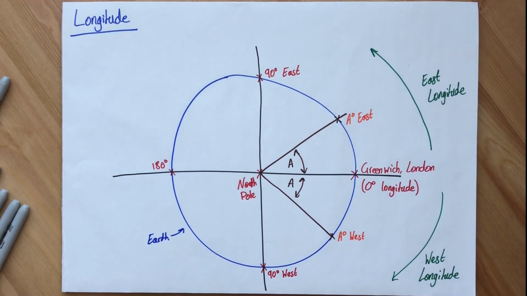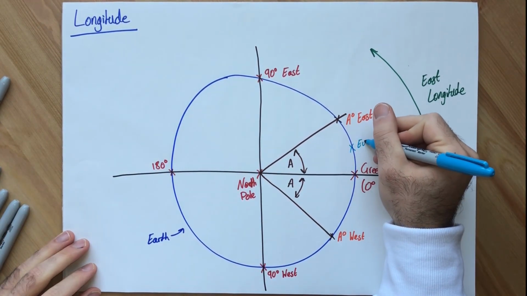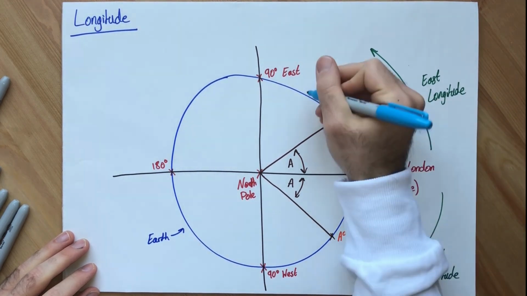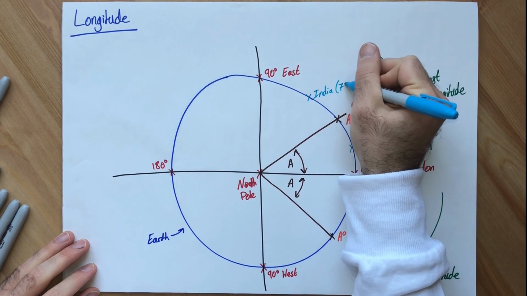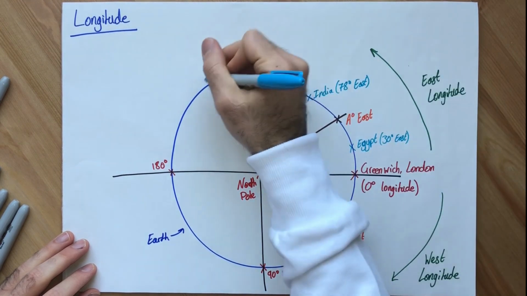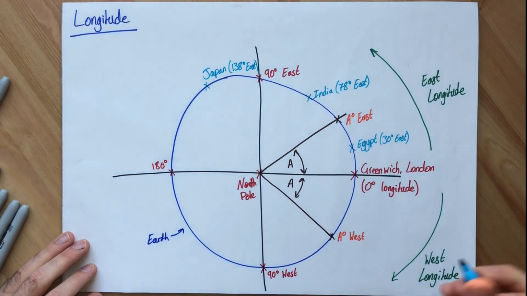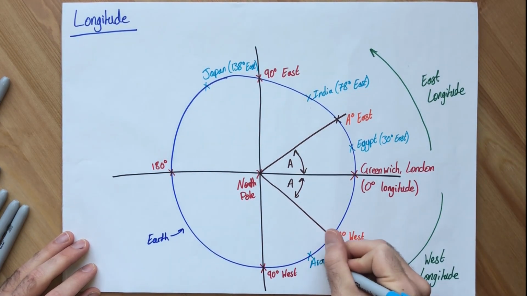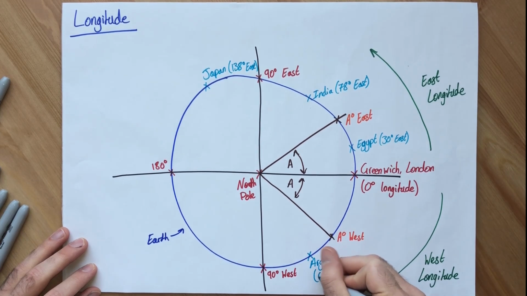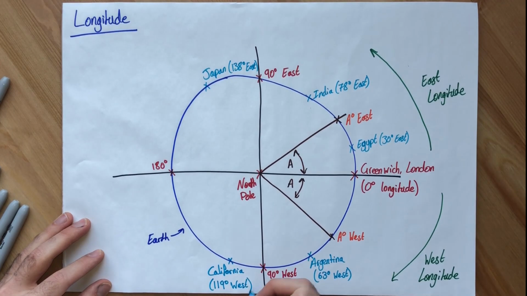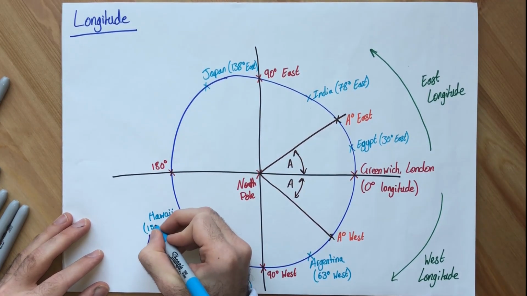As we go east of Greenwich, we meet countries such as Egypt, which has an angle A of 30 degrees, India, which has an angle of 78 degrees, and Japan, 138 degrees east. If we go west, we meet places such as Argentina at 63 degrees, California at 119 degrees, and Hawaii at 155 degrees west.